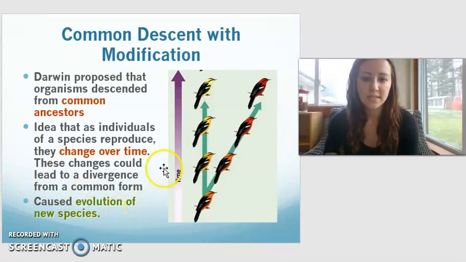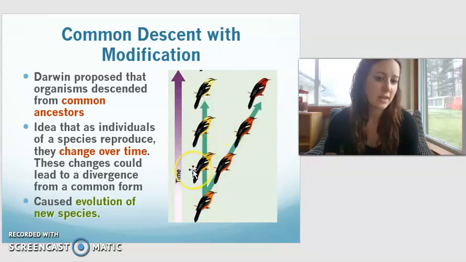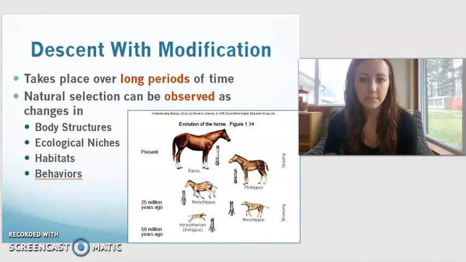And then we have descent with modification. Darwin proposed the idea of common ancestors, and that as species evolve from their common ancestors, they change over time, and that's what causes the evolution of a new species. This can take place over really, really long periods of time.